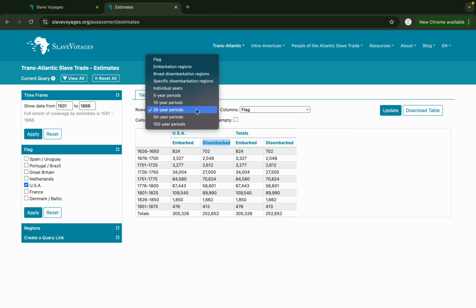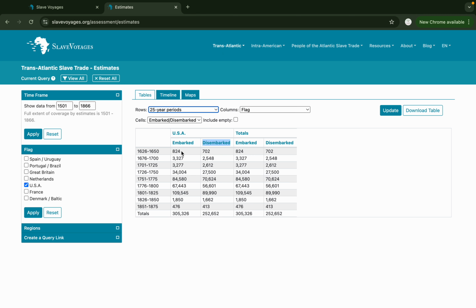Also, here I see 25 periods, 25-year periods, which is cool with me. So this is how many people got on, and this is how many people did not survive. Look at this here. That's a lot of people gone, y'all. It's a lot of people gone.